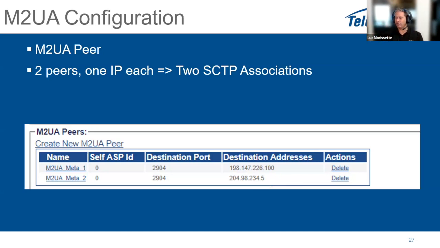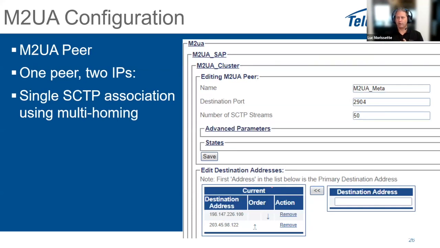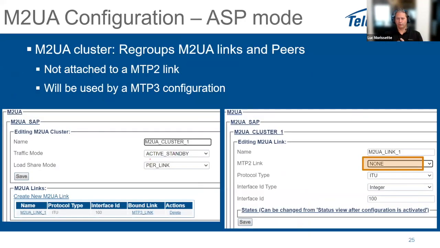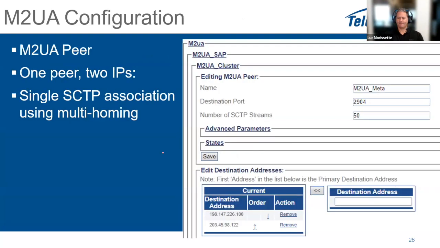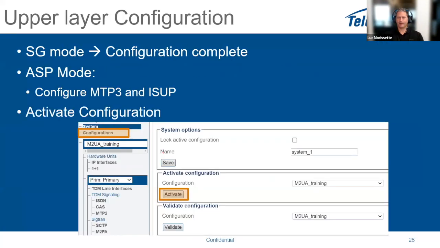In that case, when you configure this, I will just go back here. It's important to choose the correct traffic mode here, which should be active standby, or it could be load sharing. So you need to choose this. Well, actually, the traffic mode and the load share mode need to be used both. In a single SCTP association, you still have to configure the traffic mode, but it's not really used in the system.